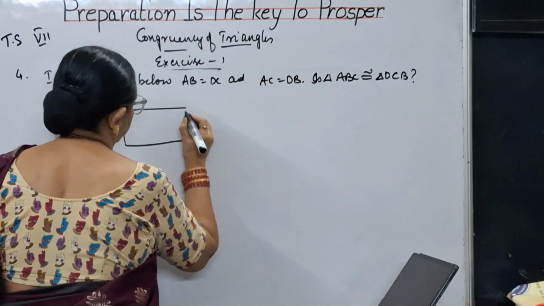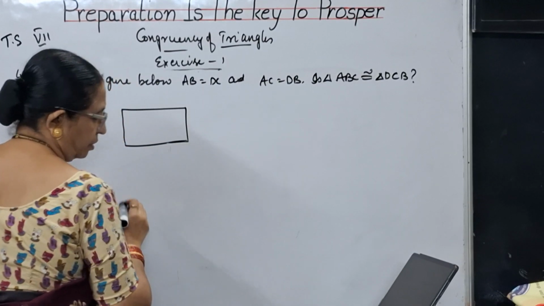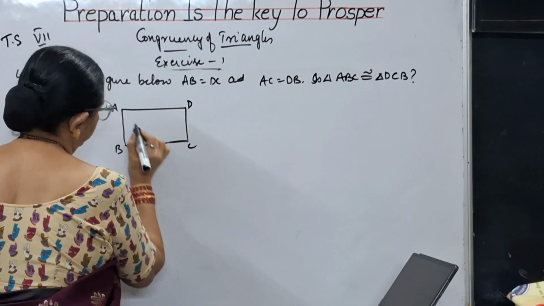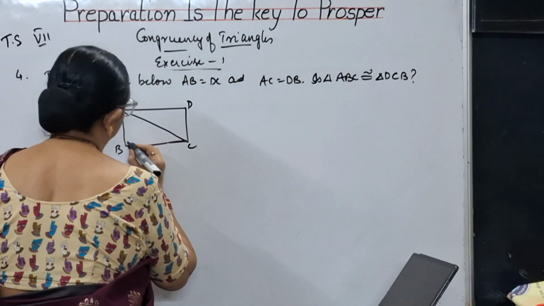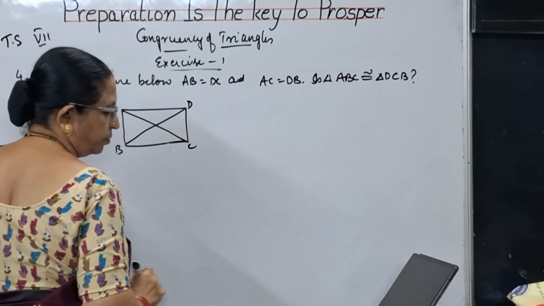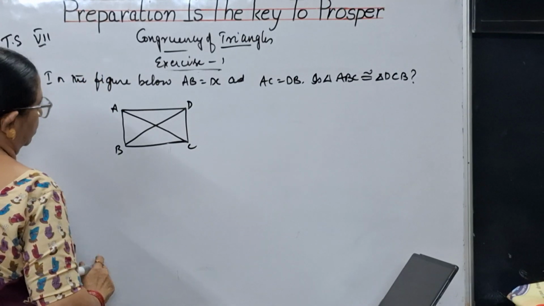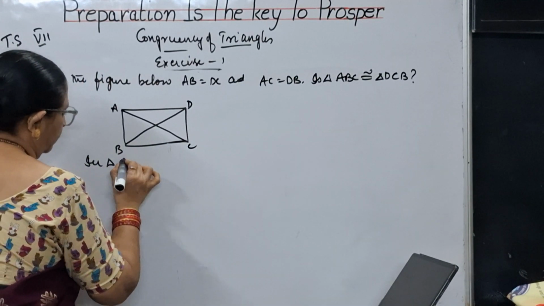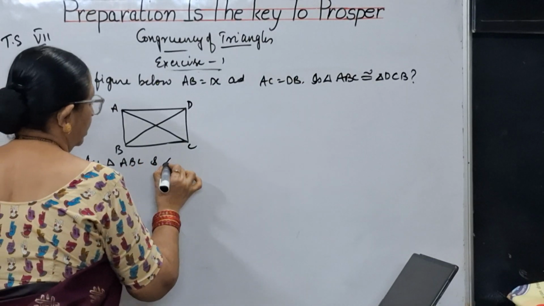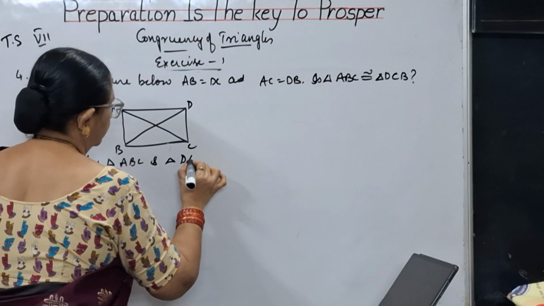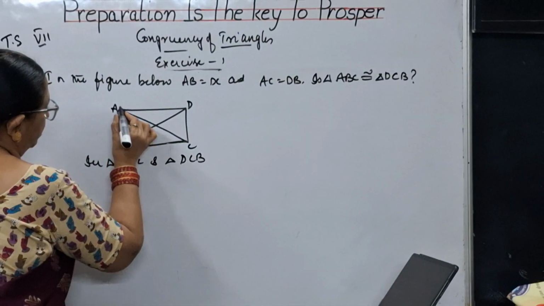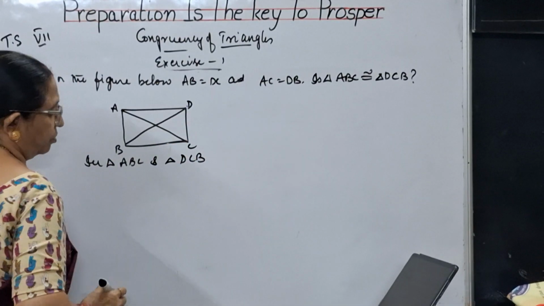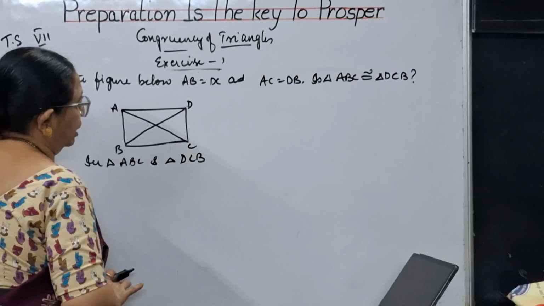In this way, this is like a rectangle A, B, C, D, and you have AC and you have BD. Now the question is triangle ABC and triangle DCB. So let us write in triangle ABC and triangle DCB. So ABC is this triangle. DCB is this triangle. So we are going to talk about these two triangles.